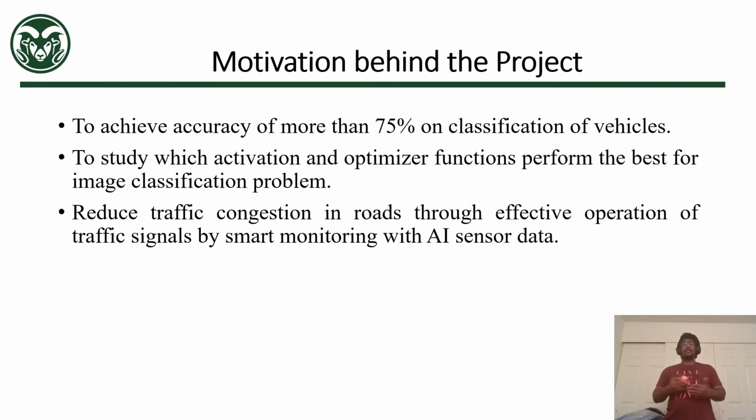So the motivation behind my project is to achieve an accuracy of more than 75% on classification of vehicle and to study which activation and optimizer function in combination performs the best for image classification problem. In practical application, I want to use this project to reduce traffic congestion in roads through effective operation of traffic signals by smart monitoring with AI sensors.